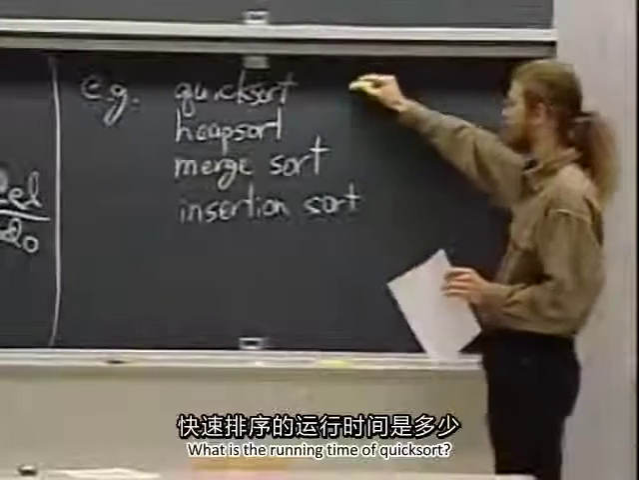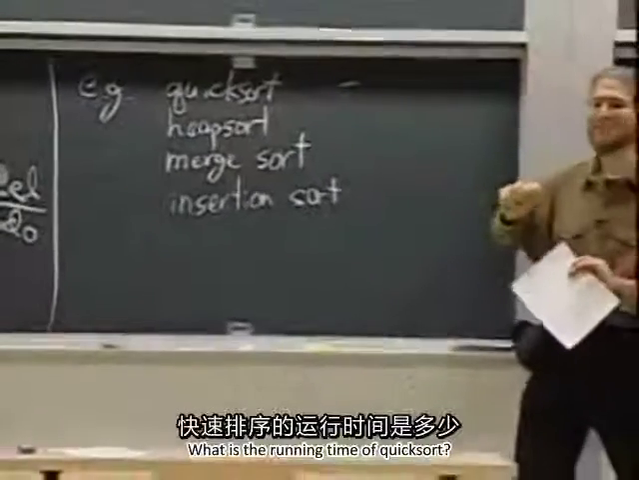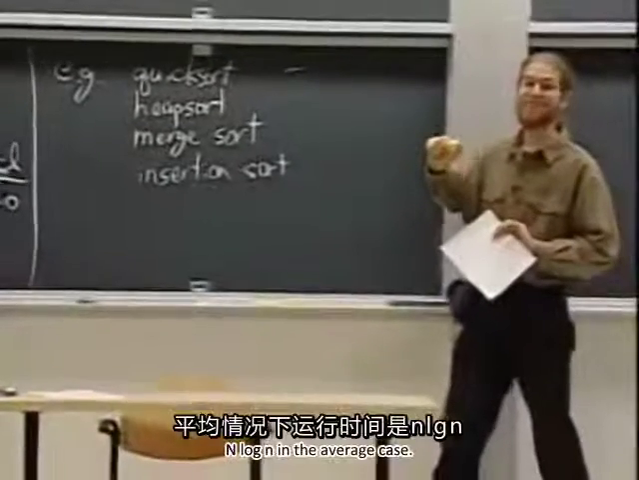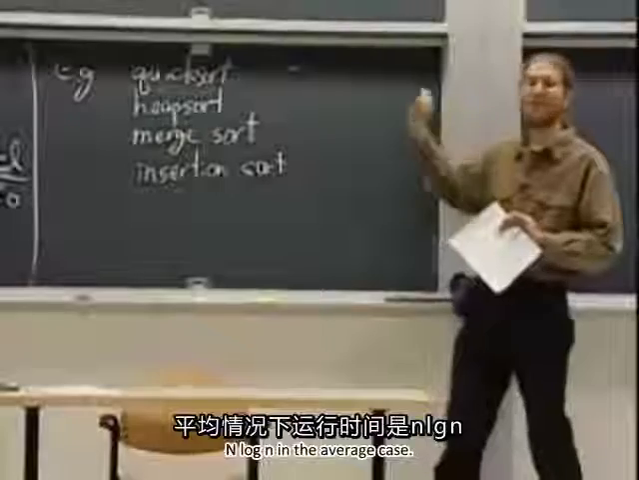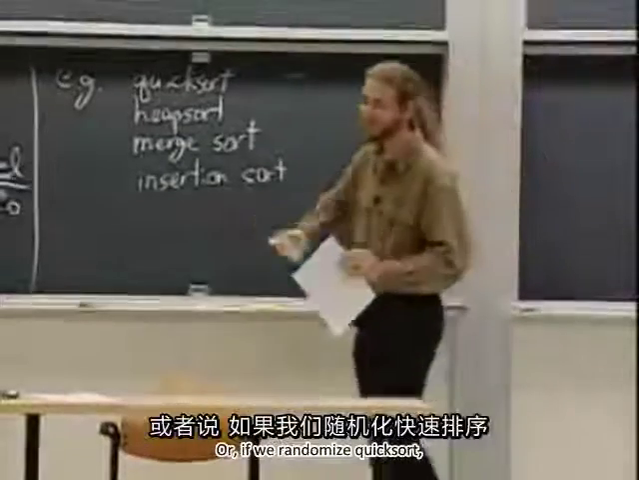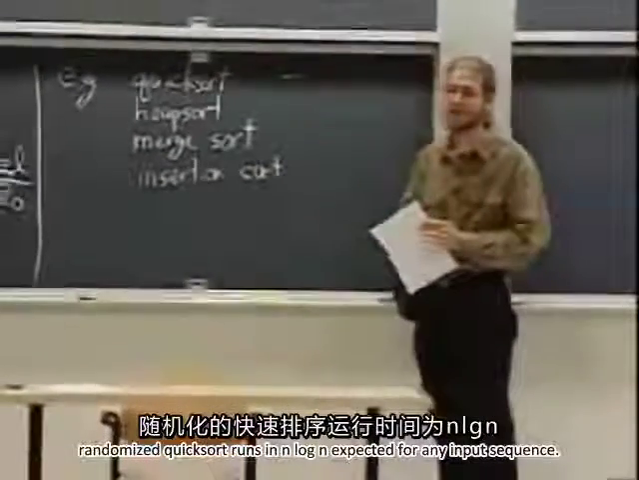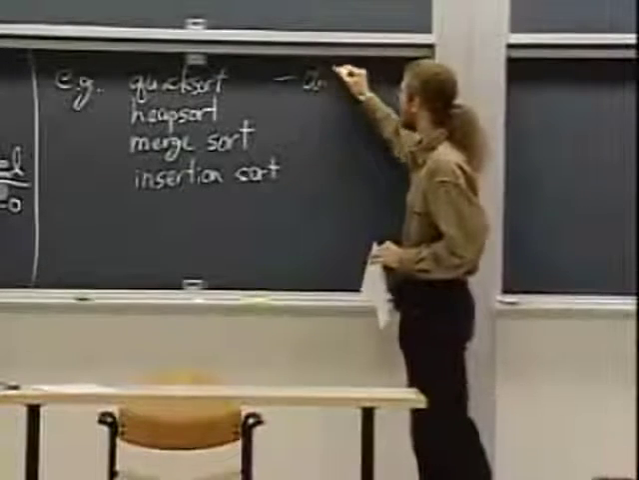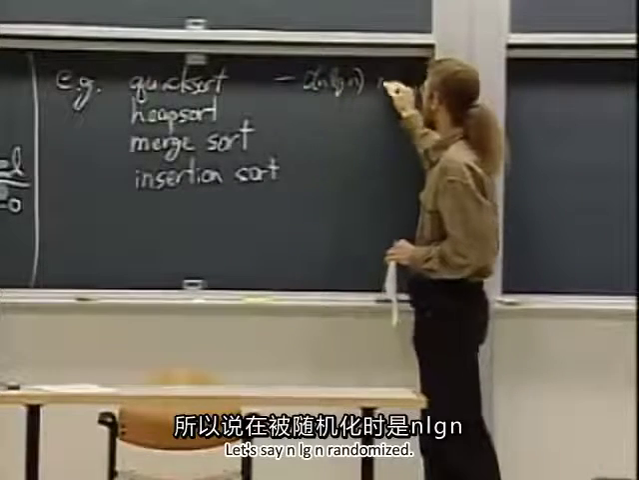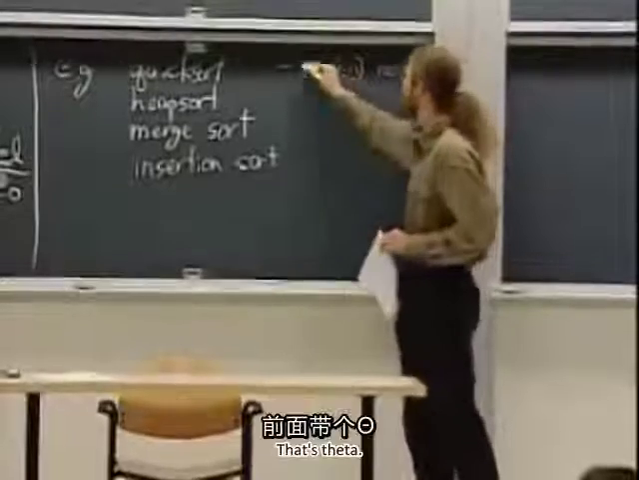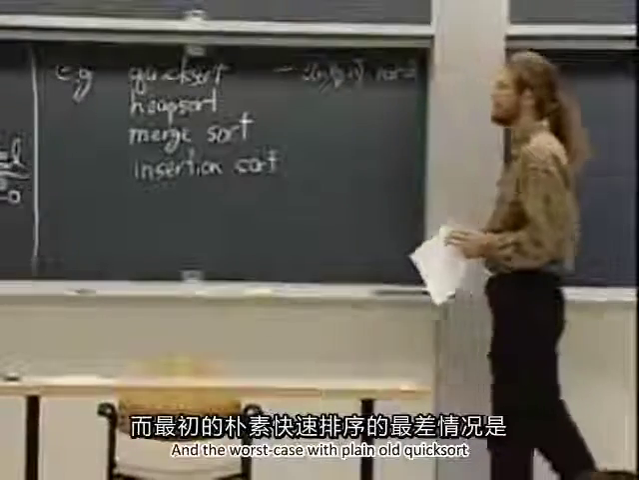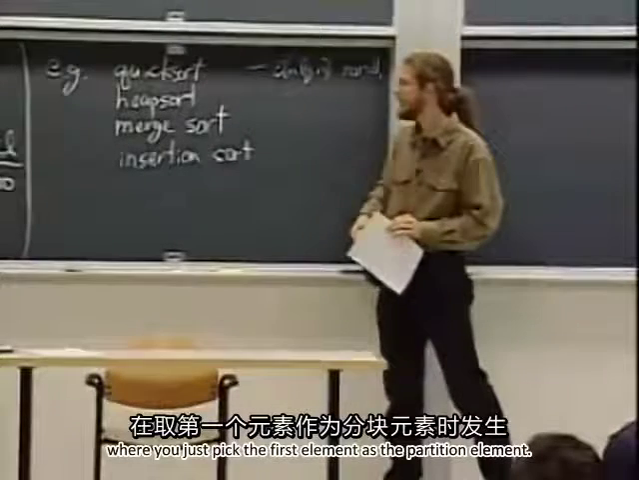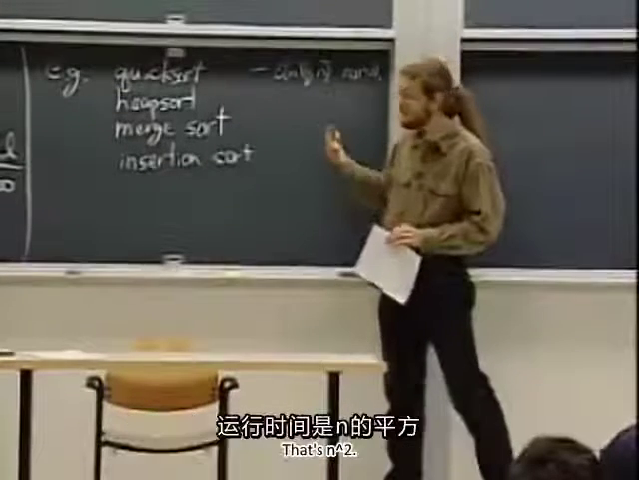So what is the running time of quicksort? This is a bit tricky. N log n in the average case, or if we randomize, quicksort runs in n log n expected for any input sequence. So let's say n log n randomized. It's even a theta. And the worst case with plain old quicksort, where you just pick the first element as the partition element, that's n squared.